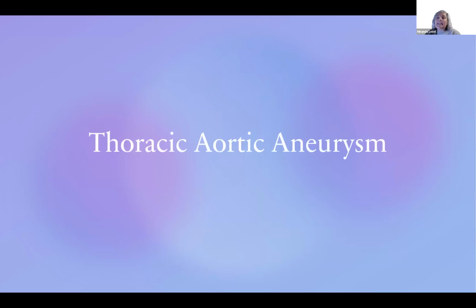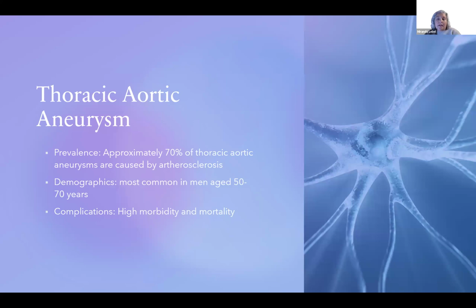Let's talk about thoracic aortic aneurysms now. The prevalence is approximately 70% of thoracic aortic aneurysms are caused by arterial sclerosis. So that is something that can be fixed, right? Good diet, good exercise. Okay. The demographics for people that are experiencing thoracic aortic aneurysms are it's most common in men aged 50 to 70 years old. It affects about 10 per 100,000 older adults.